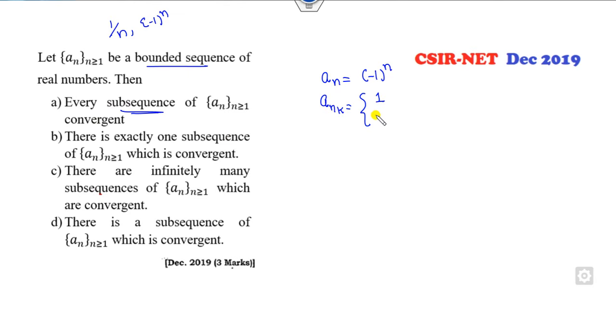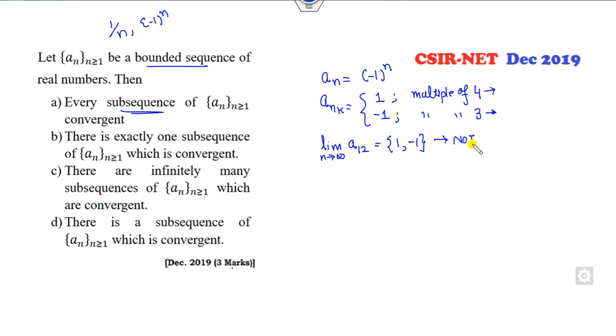If I consider these two as subsequences, this one the multiples of 4 and this one the multiples of 3, are they convergent? No. Why? Because what is the subsequence limit at 12? 12 is a multiple of 3 as well as a multiple of 4. So it has either 1 or -1, not a unique limit. Fine. So this option is cancelled.